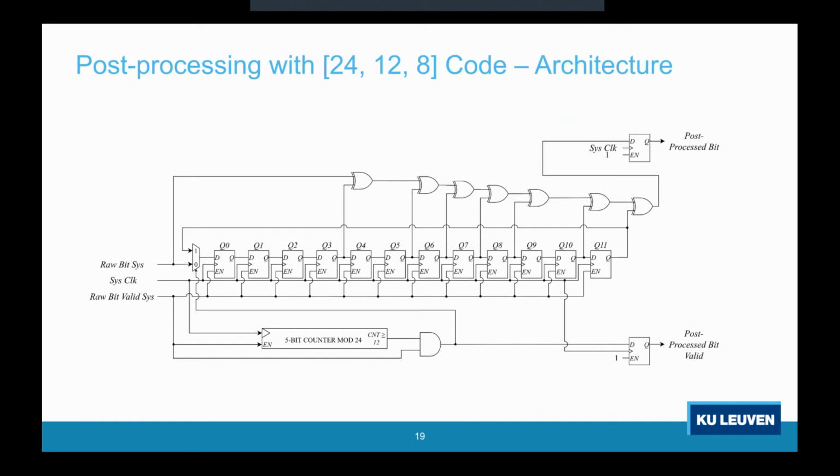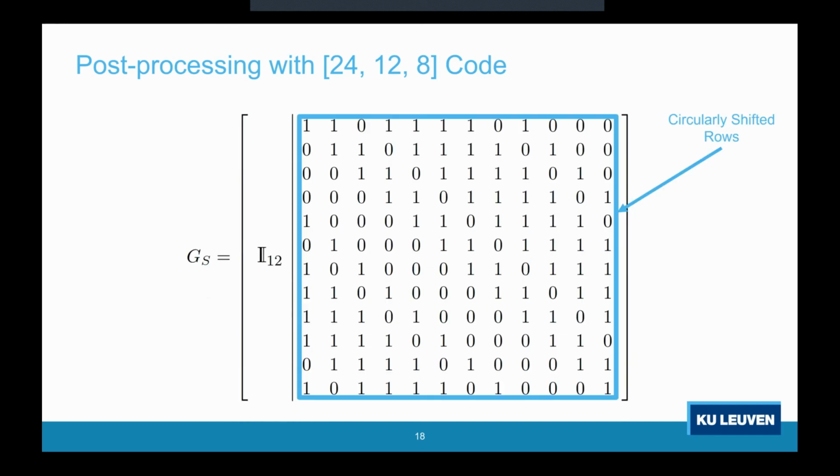So how it works: during the first 12 clock cycles, the raw random bits are shifted into the D flip-flops Q0 to Q11, and the valid signal is set to 0. Then in the next 12 cycles, these registers are connected as a circular shift register through a multiplexer at the input of the first D flip-flop, and the valid signal is set to 1. At the same time, the post-processed bits are obtained by XORing the incoming raw bits and the outputs of the circular shift register at positions determined by the ones in the first row of the matrix A, shown on this slide.